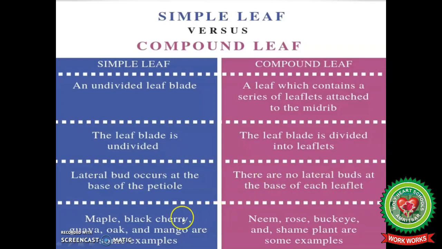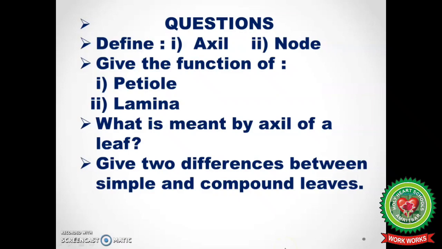Examples of simple leaf: maple, black cherry, guava, oak, and mangoes are some examples. Compound leaf examples are neem, rose, buckeye, and shame plant are some examples.